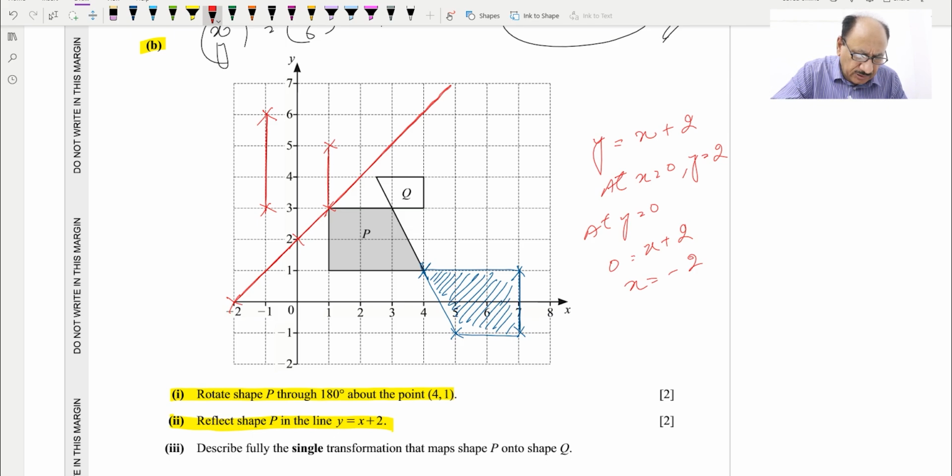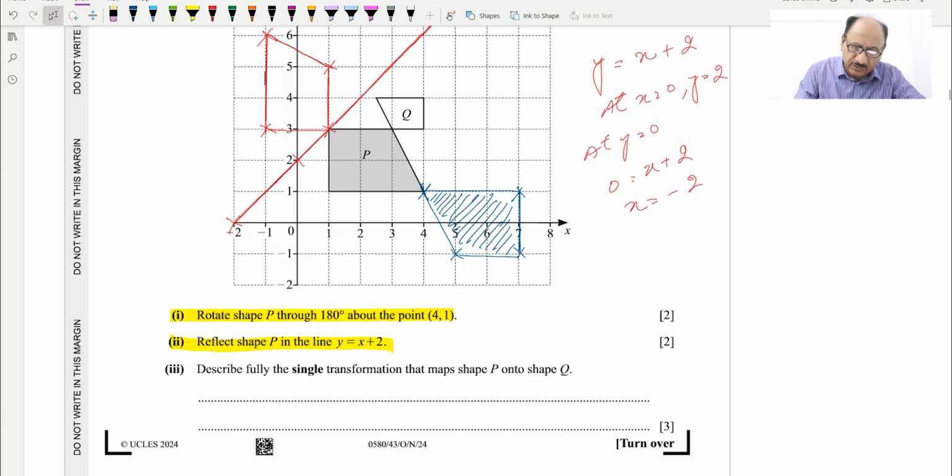Hopefully you are understanding. If you are using tracing paper, it will be very easy for you, and tracing paper is allowed also in exam, so you can ask for the tracing paper, or you can take your own tracing paper and you can complete this question easily with the help of the tracing paper.